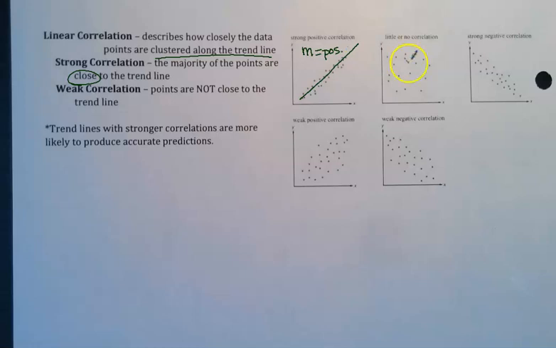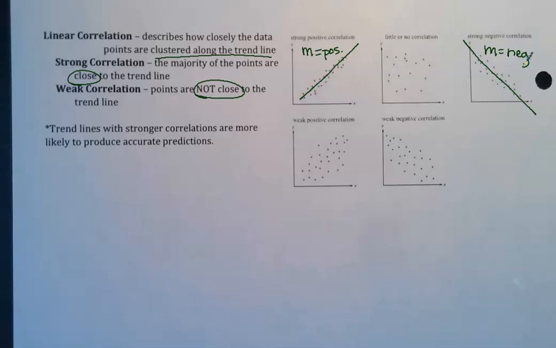This one is weak or no correlation. We can't even draw a trend line. Would it go this way or would it go this way? Weak correlation is that the points are not close to the trend line. Here, it just looks like a big blob. We can't really tell where to draw the trend line. This one, we could draw a trend line through there. The points are really close, so it's strong, and it's negative because our slope is negative. So it's a strong negative correlation.